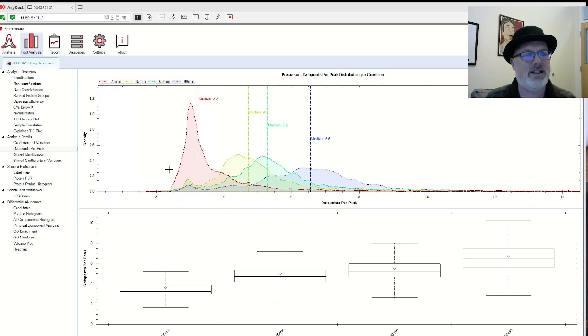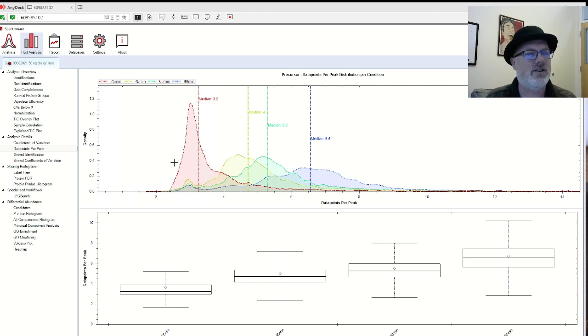So this is the number of times we can sample this, the average peak as it comes off and on the column. So it has to do with the speed of the duty cycle of the mass spectrometer, the windows we use, the peak shape of your peak. For example, if you have really wide peaks, you're going to be able to sample it a lot of times. You have really narrow peaks, you're going to be able to sample it not so many times.